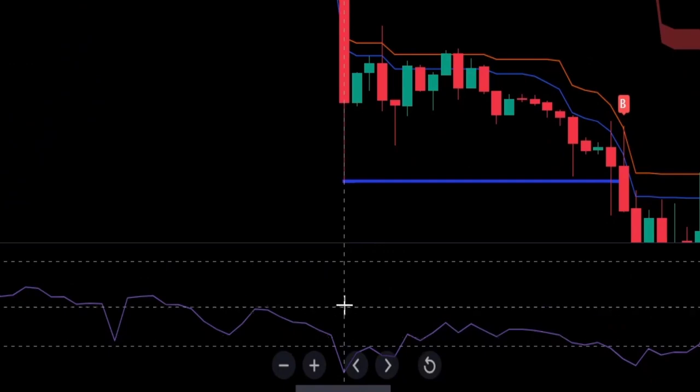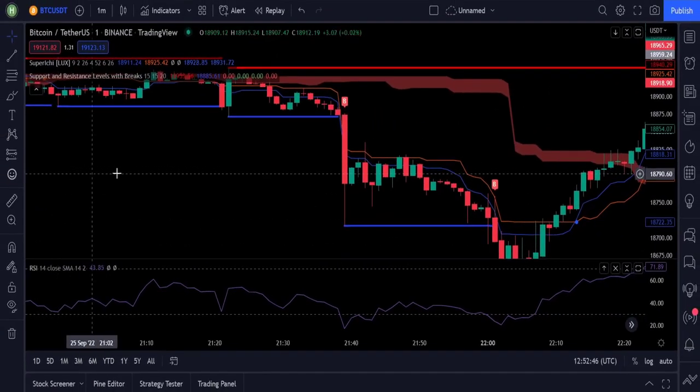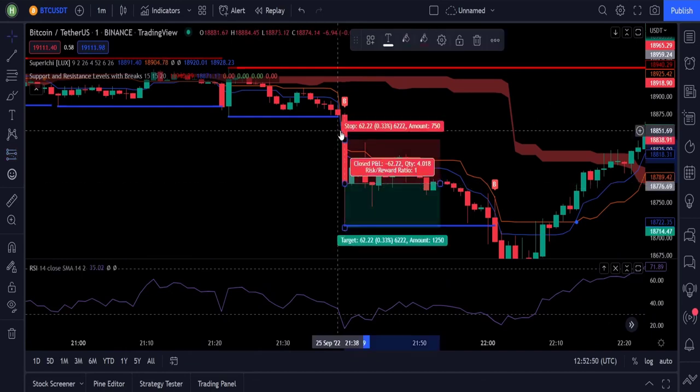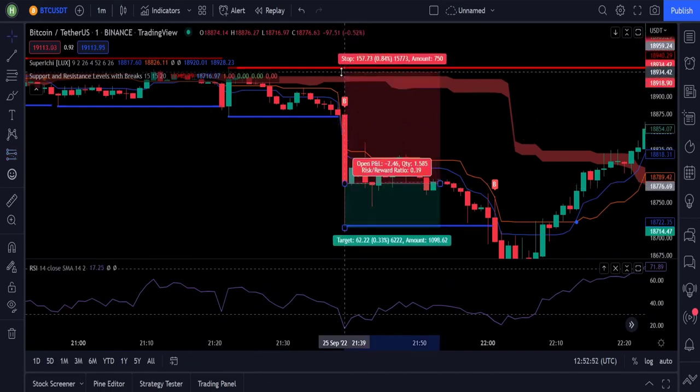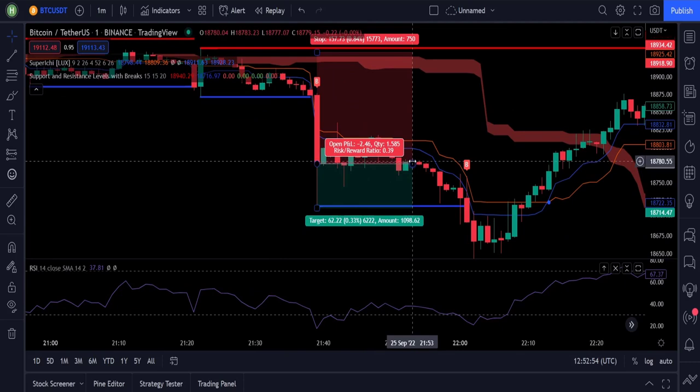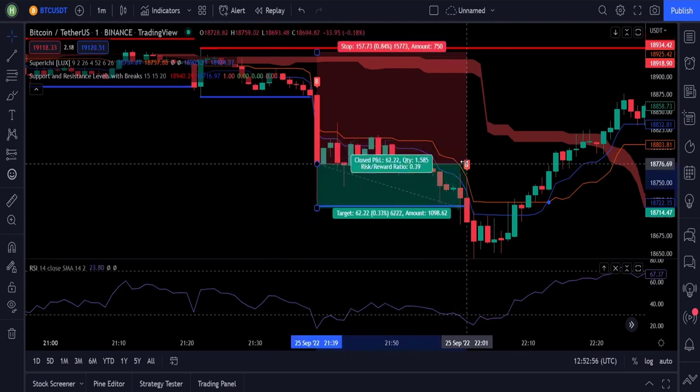Moreover, we have a sell signal, but the RSI is already oversold. We'll still enter this trade and keep our stop loss at the recent swing high. And as mentioned earlier, we'll take profit when the RSI is oversold again. That is right here, and you can see the trade ended in a profit.